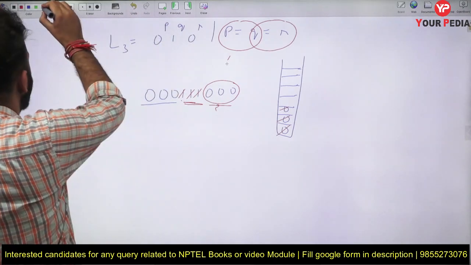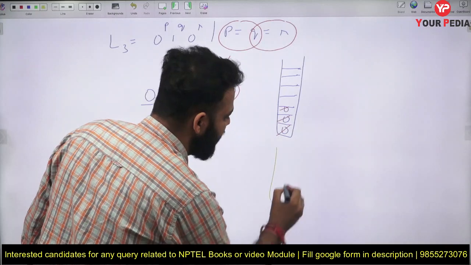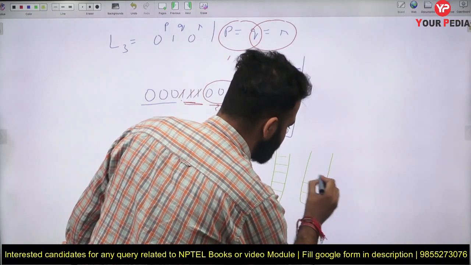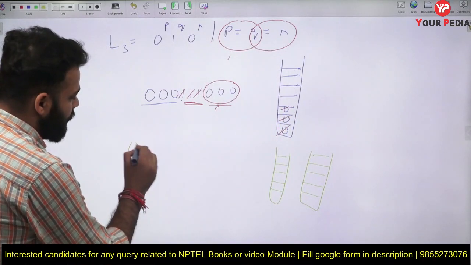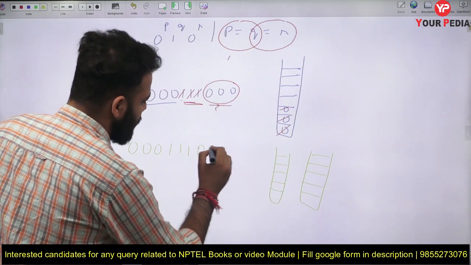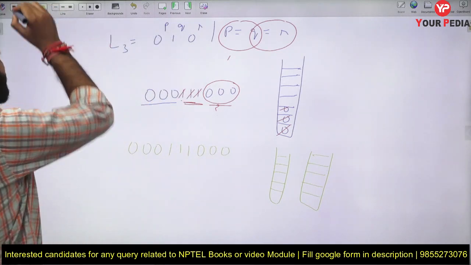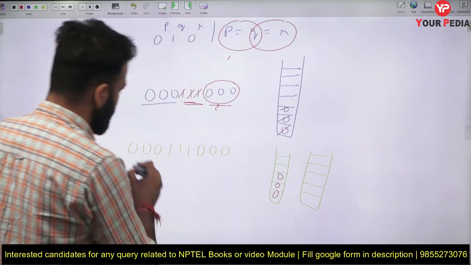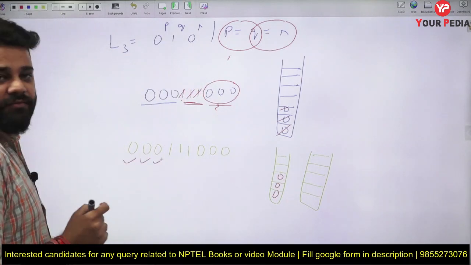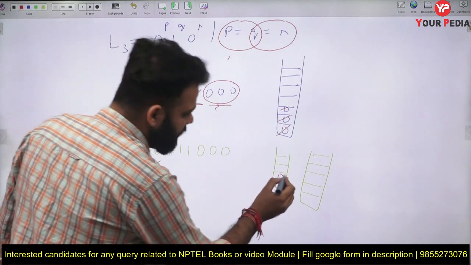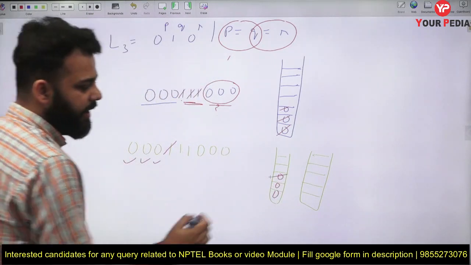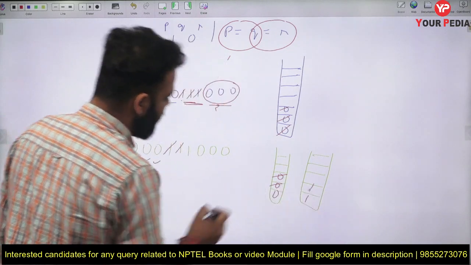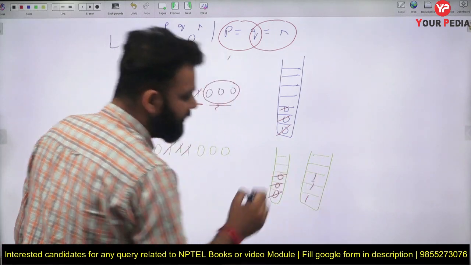Let us take another example, and in this case we will use two stacks. So here 0 0 0 1 1 1 0 0 0. What we will do is, for the first 0 we will push 0 here. Zeros are pushed. For each 1, you pop a 0 here and you push a 1 here. For the second one, pop this 0, enter 1 here. Pop this 0, enter 1 here.